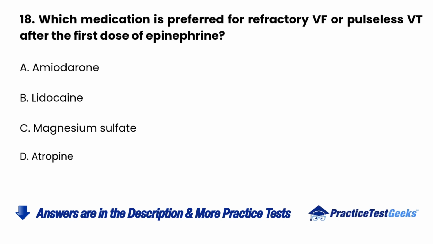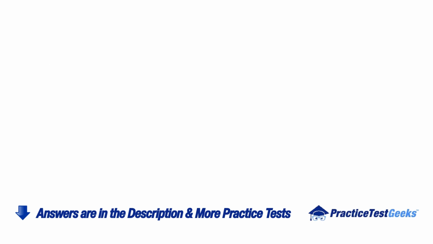18. Which medication is preferred for refractory ventricular fibrillation or pulseless ventricular tachycardia after the first dose of epinephrine? A. Amiodarone. B. Lidocaine. C. Magnesium sulfate. D. Atropine.